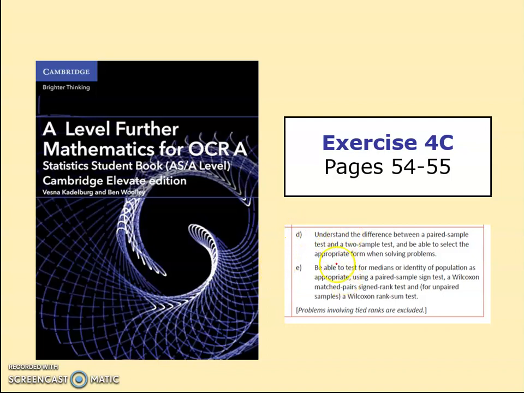And I don't know what this is. This comes from the specification. This is actually what it says you're meant to be able to do for A-level further maths. So that's exercise 4C. We've now done on 2 occasions the signed test and the Wilcoxon signed rank test, and we've still got a couple more bits to do on this, exercise 4D coming up.